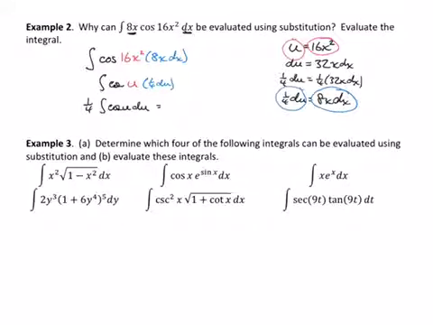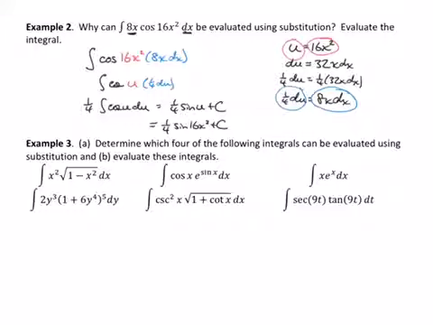This is going to be 1/4 of the sine of u. Don't forget your constant. And then we resubstitute u equals 16x squared. So this u is going to become sine of 16x squared plus a constant.